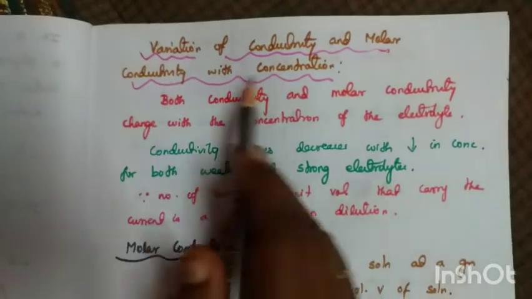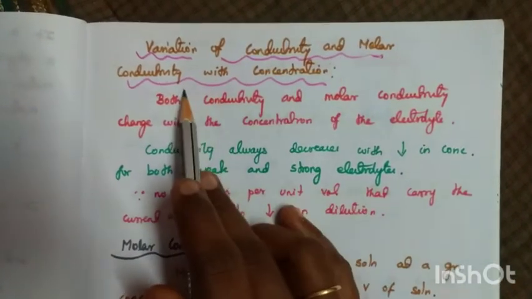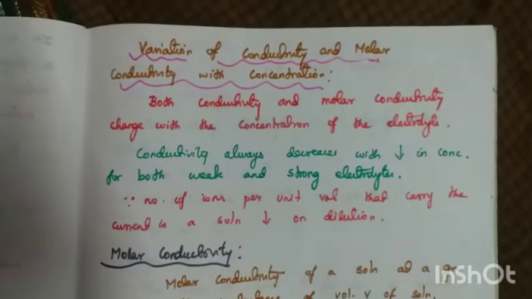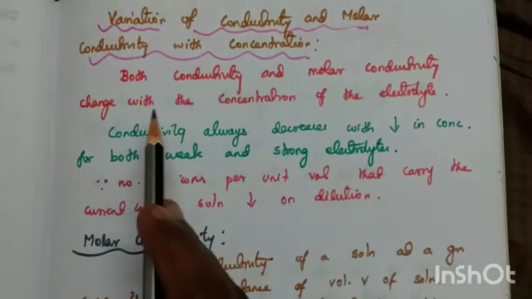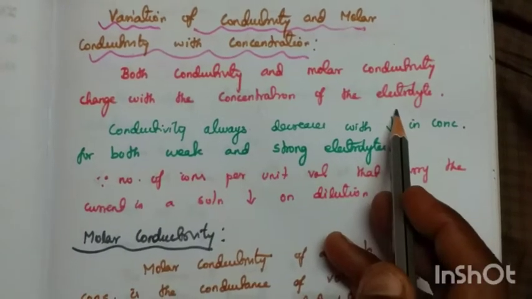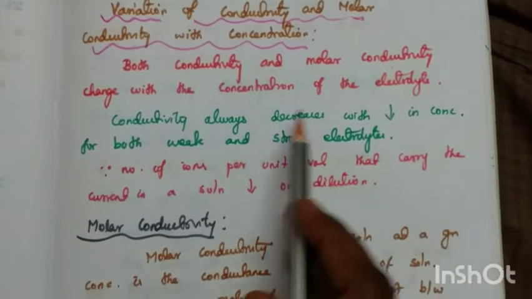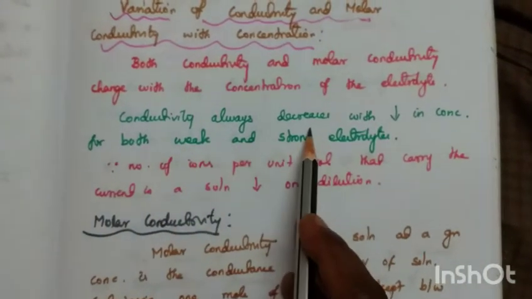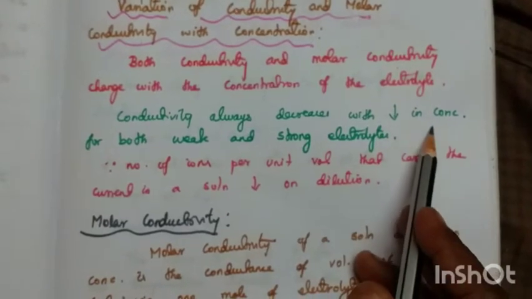Students, today we are going to see the variation of conductivity and molar conductivity with concentration. Both conductivity and molar conductivity change with the concentration of the electrolyte. That means when concentration varies, the conductivity also varies. Conductivity always decreases with increase in concentration.